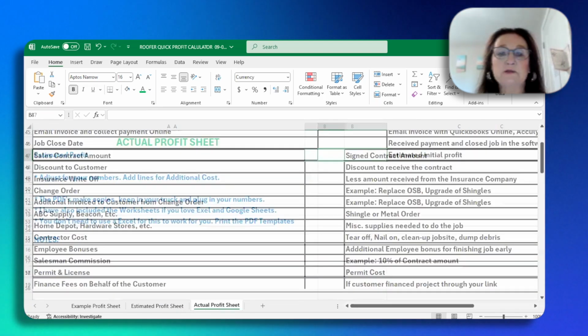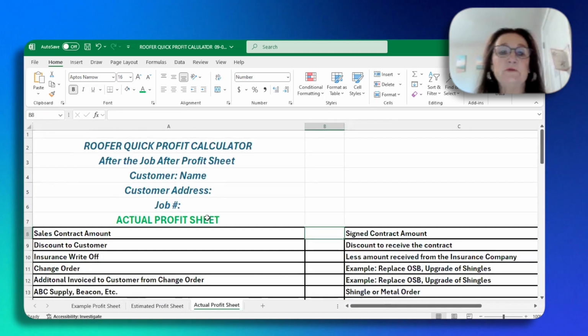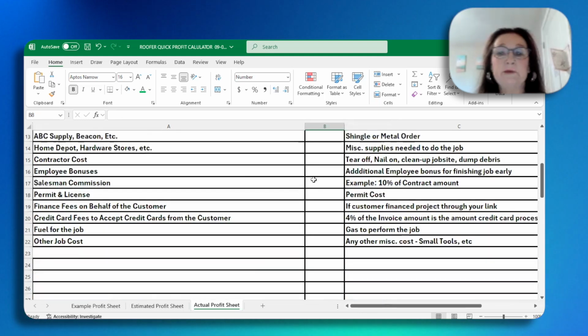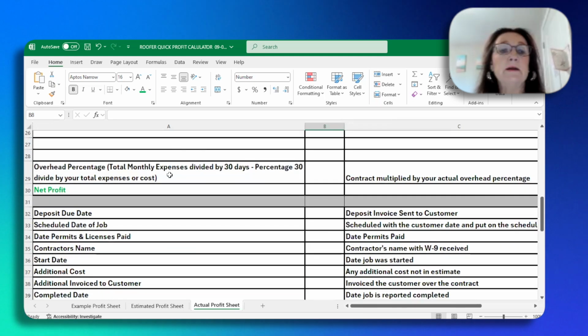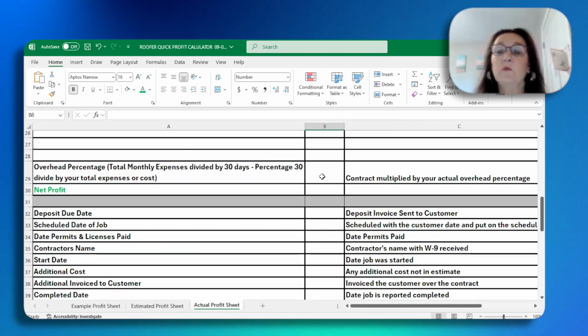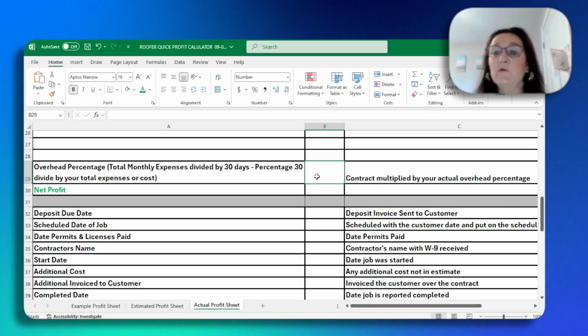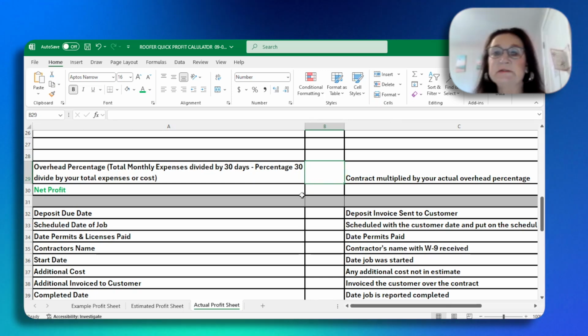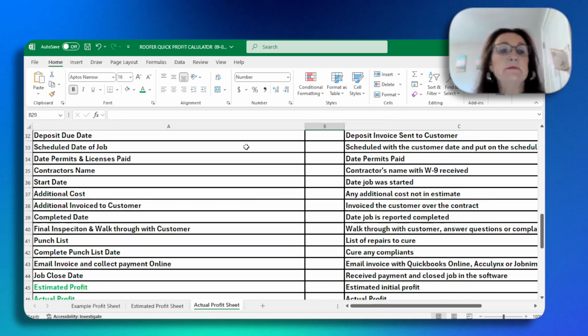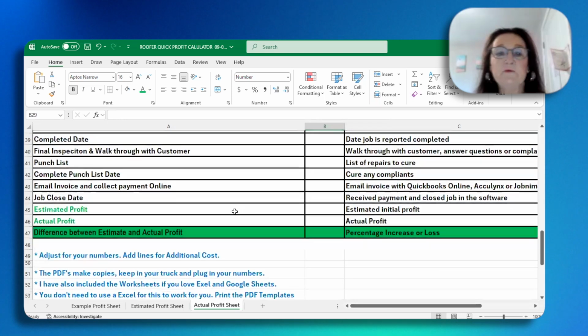And then your actual profit sheet, after you do the job, then you could come down and enter all your costs. These are actual numbers and not estimates. And keep in mind that with your overhead, we're basing it on the job taking 1 day. So if it takes 2 days, you need to double your overhead cost. So if it's $12,000 for 1 day, then for 2 days, it's going to be $24,000. So just go by those numbers. And then we have the same information here.